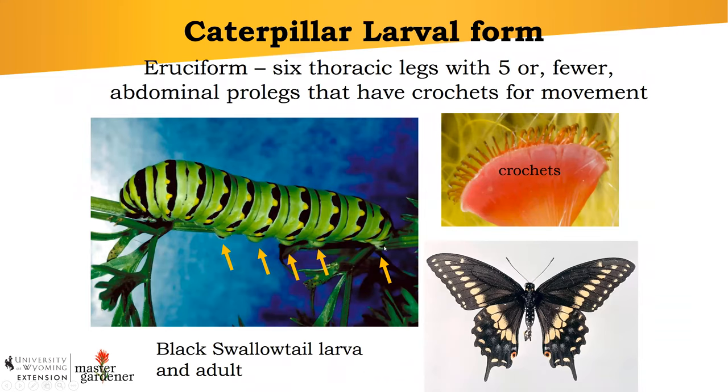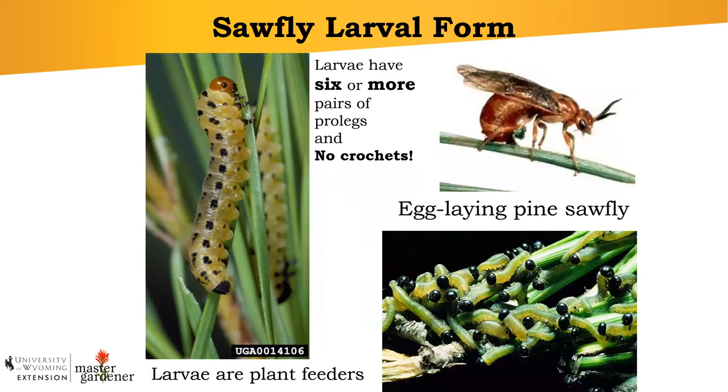So five or fewer, remember that, because the next ones that we have are sawflies. They're in the order Hymenoptera, with the bees, wasps, and ants, but they're kind of the oldest members of that order, and many of them are plant feeders. Their larvae look very similar to caterpillars. They have six or more prolegs. They often have these kind of funny eyes, like a little black dot on their eyes, in contrast to, say, a butterfly or moth caterpillar. On their fleshy prolegs, they don't have any crochets.